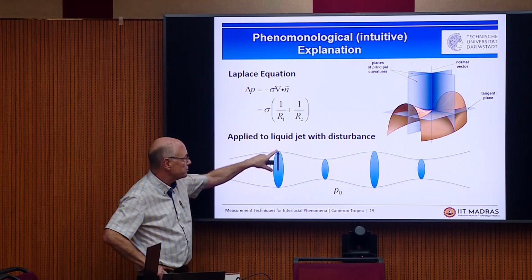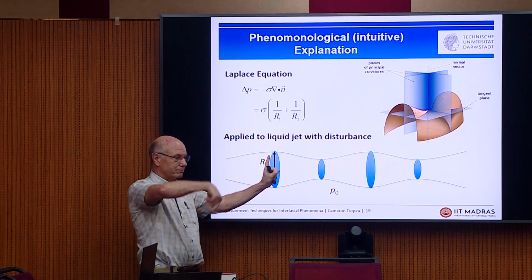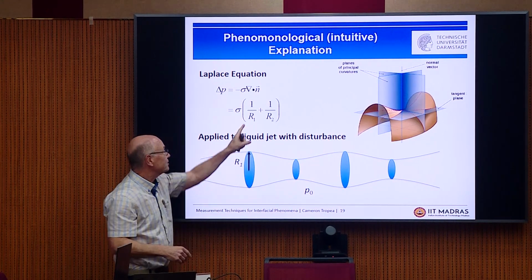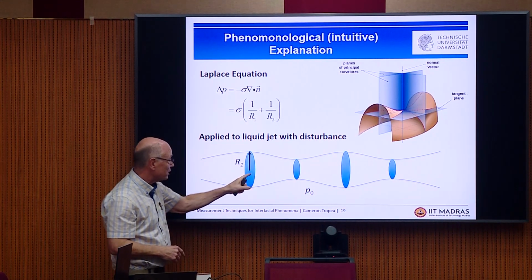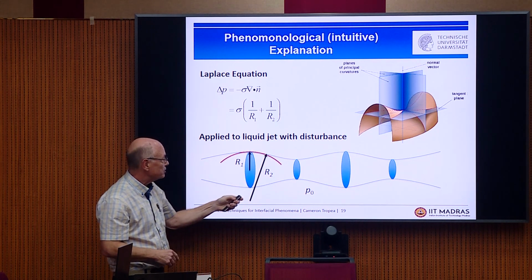So we assume the pressure is everywhere the same across the jet. So we have a curvature here, this curvature, and we have this curvature. So we have to do 1 over the y, and we get the pressure here. So that, and this is the second curvature.